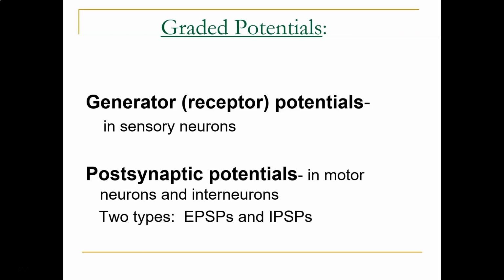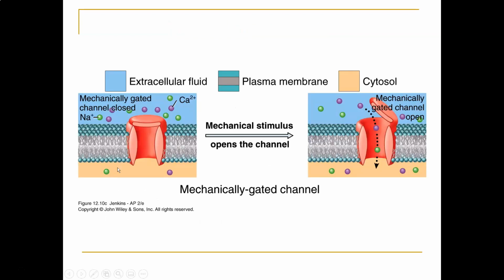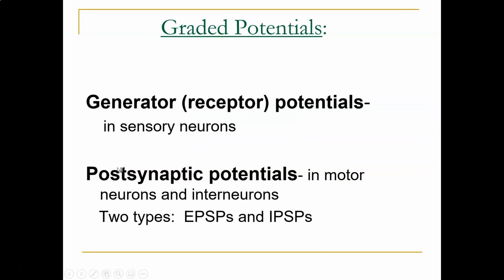We're talking about graded potentials here. That's not different between the different types of neurons, but they do use different terms. Receptor potentials, we only use that term with sensory neurons. PSPs for short, because it's such a long term, in motor and interneurons.